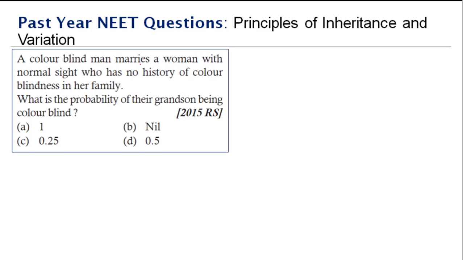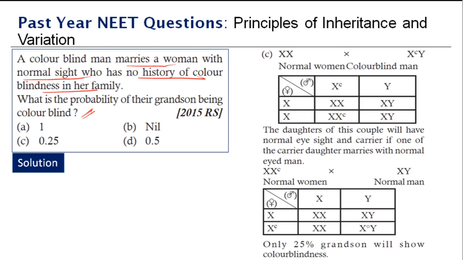A color-blind man marries a woman with normal sight who has no history of color blindness in her family. What is the probability of their grandson being colorblind? The best way to answer these kinds of questions is to write it down. So a color-blind man marries a woman with normal sight, who has no history of color blindness. If you do this cross, you will find that there is no color blind child, only a carrier female. So what is the probability of their grandson?